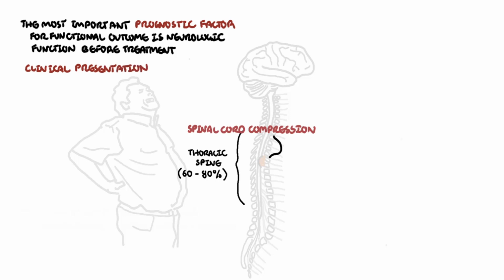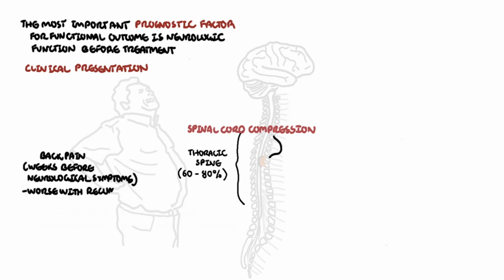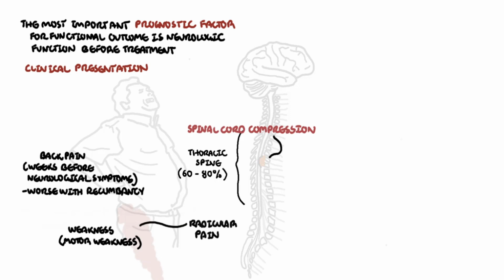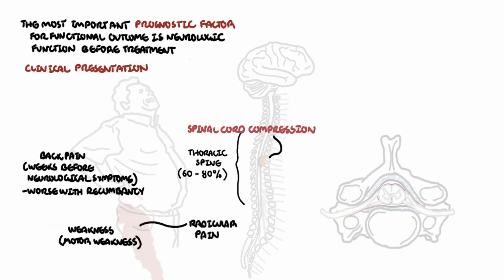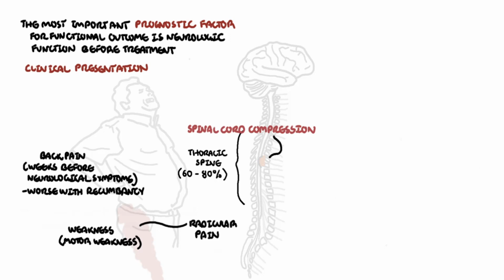The majority of patients will have symptoms of back pain weeks before neurological symptoms come up, and the back pain is usually worse with recumbency. 60% will have symptoms of weakness on presentation. Radicular pain, which may develop due to nerve root compression by the tumor or secondary to vertebral collapse, may occur. Other features include sensory changes and urinary and bowel dysfunction.